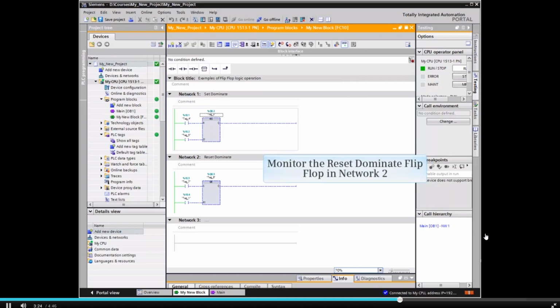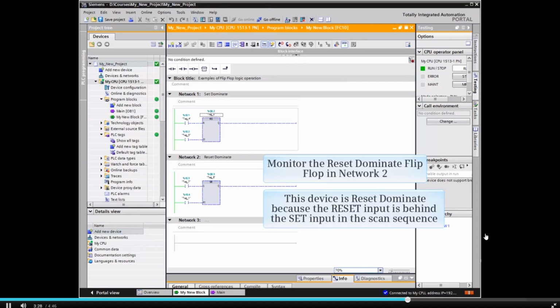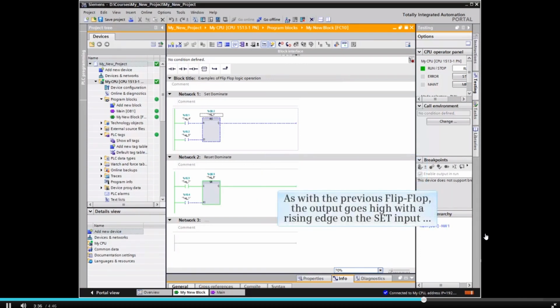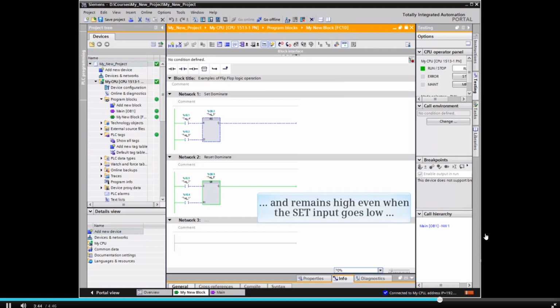Now let's monitor the reset dominant flip-flop in Network 2. This device is reset dominant because the reset input is behind the set input in the scan sequence. As with the previous flip-flop, the output goes high with a rising edge on the set input, and remains high even when the set input goes low, until a rising edge is detected on the reset input.